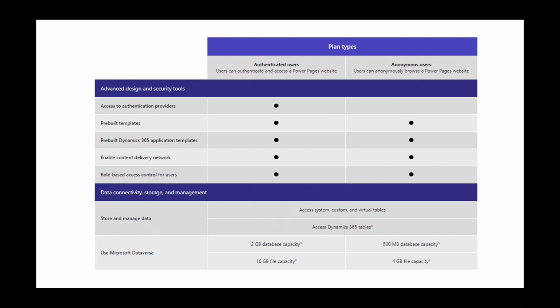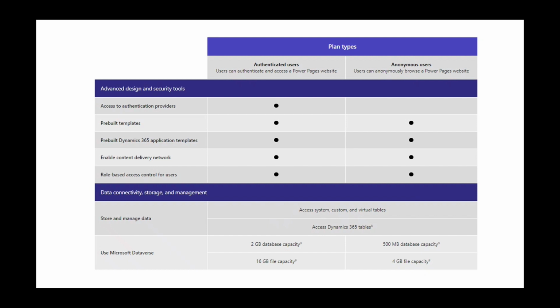Since an anonymous user is not going to log in or register to the website, they are not going to use any sort of identity provider. So you can see here the access to authentication providers will not be there for anonymous users. The authentication providers you have are Microsoft, Twitter, Facebook, LinkedIn, Azure AD B2C. These kinds of things you obviously are not going to use for anonymous users. But the rest of the things you will get for both anonymous and authenticated users. But there is a small difference in terms of the storage as well.